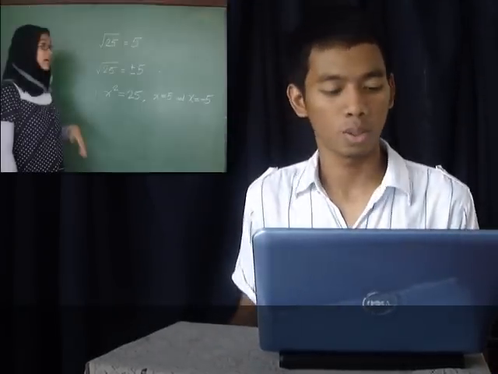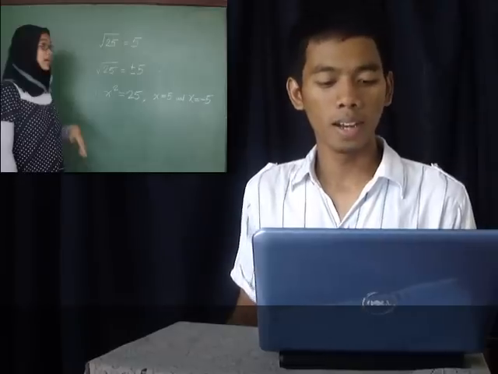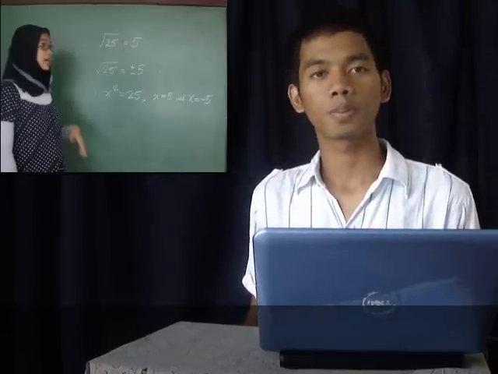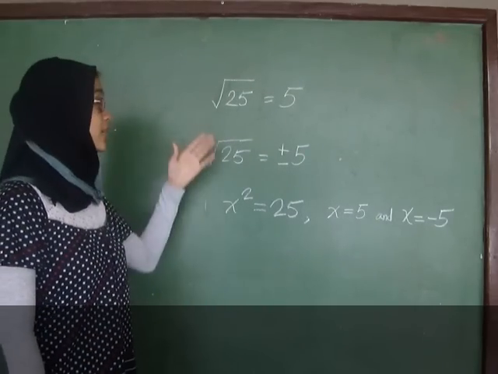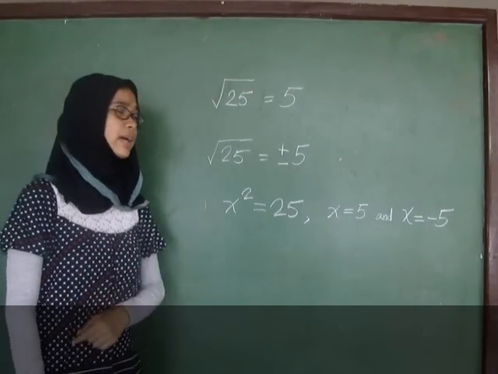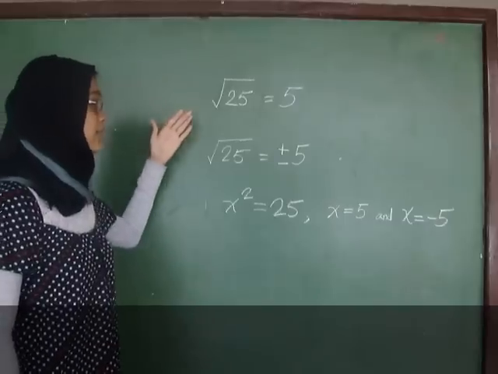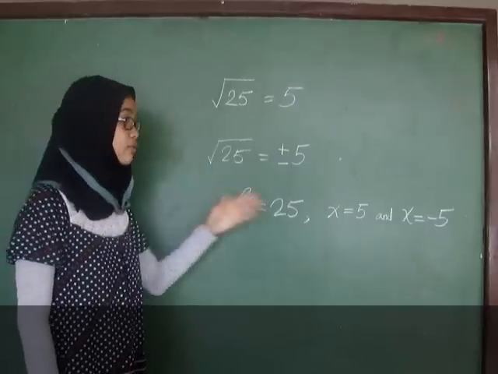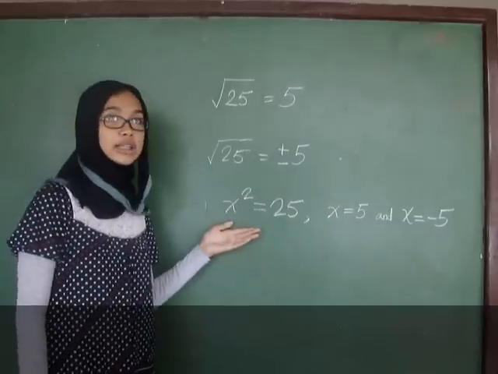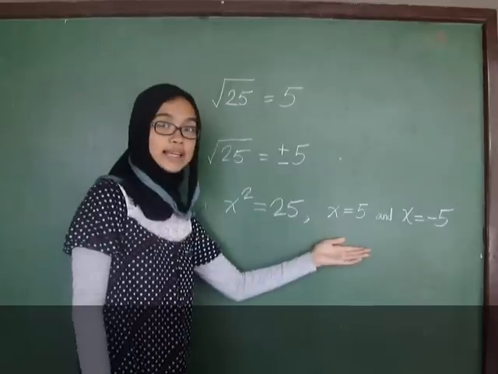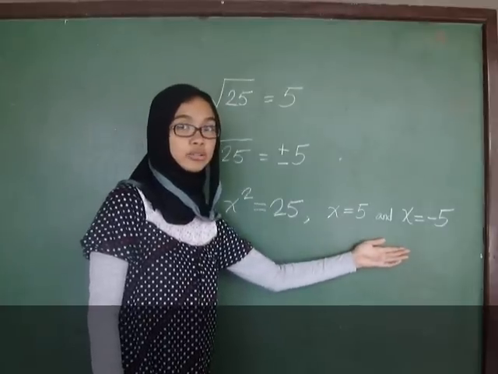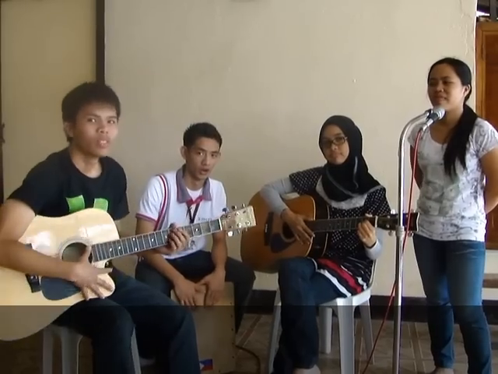Top 2. Quadratics. I really love quadratics. Remember exponents 2, answers 2. We have here square root of 25 is equal to 5, which is partially correct. Because square root of 25 is equal to positive and negative 5. So x squared is equal to 25, which is x is equal to 5 and x is equal to negative 5.